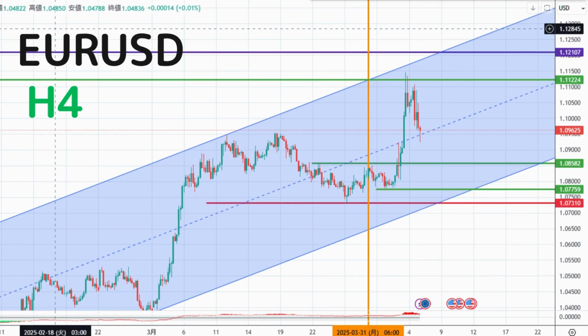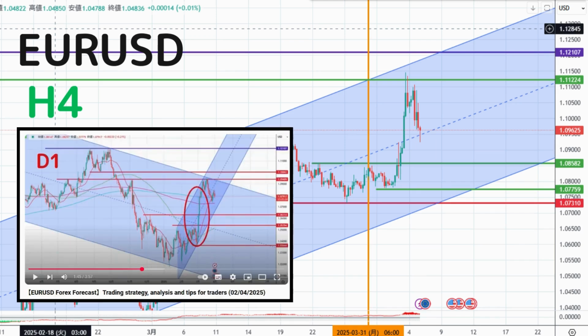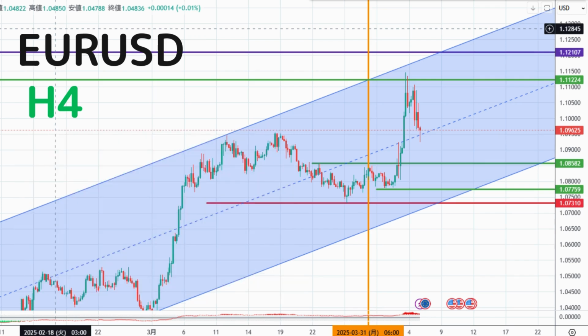First, I'll explain the price action from last week. The yellow vertical line marks Monday of last week. In last week's video, we discussed how the strong bullish candle on the daily chart indicated strong upward momentum. This week, we saw a trend reversal on the 4-hour chart, which led to a significant upward move. Currently, the price is reacting off the green resistance line and is now in a downtrend.